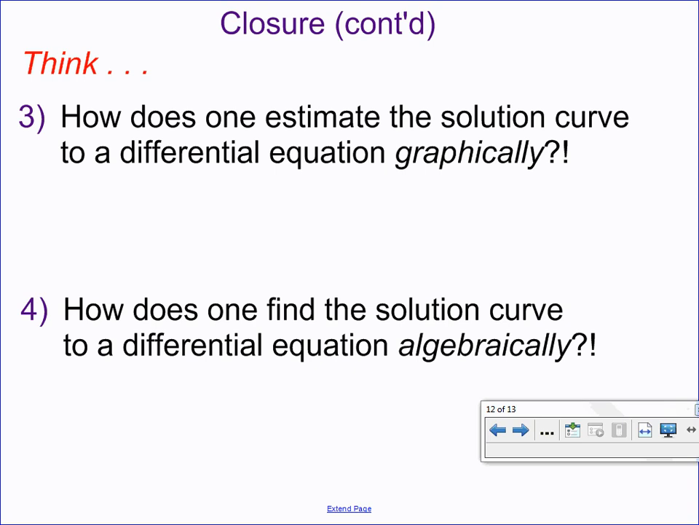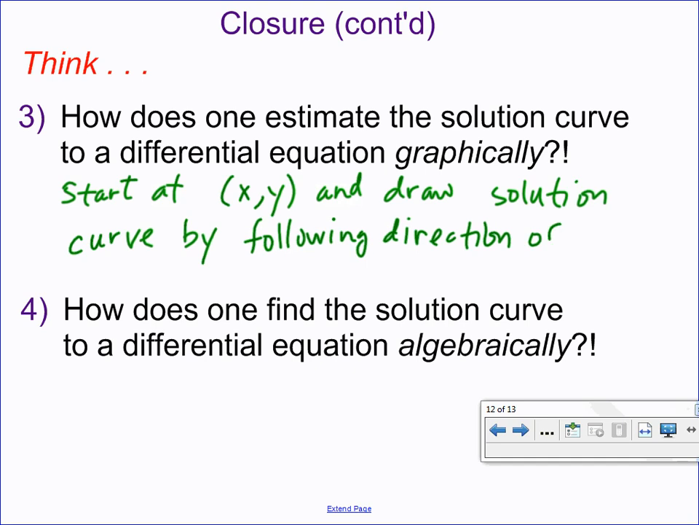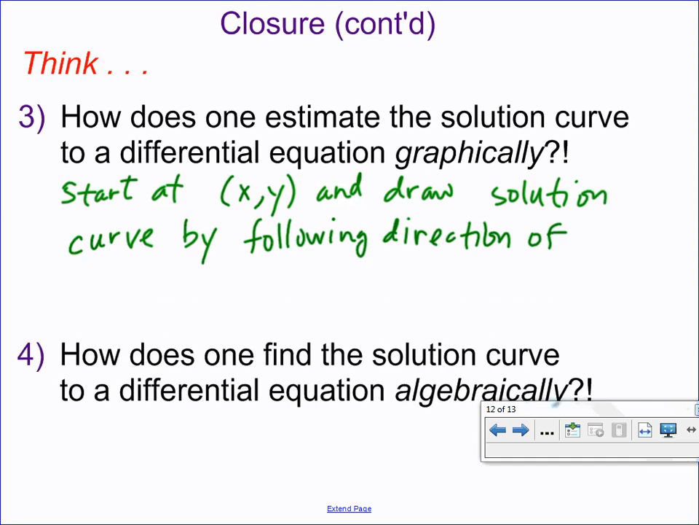So how do we do it? We'll start at our given condition, x comma y, and we'll draw the solution curve by following the direction of my tangent line signposts. I think I'm going to put that in quotation marks. Follow the direction of our mini tangent line signposts.